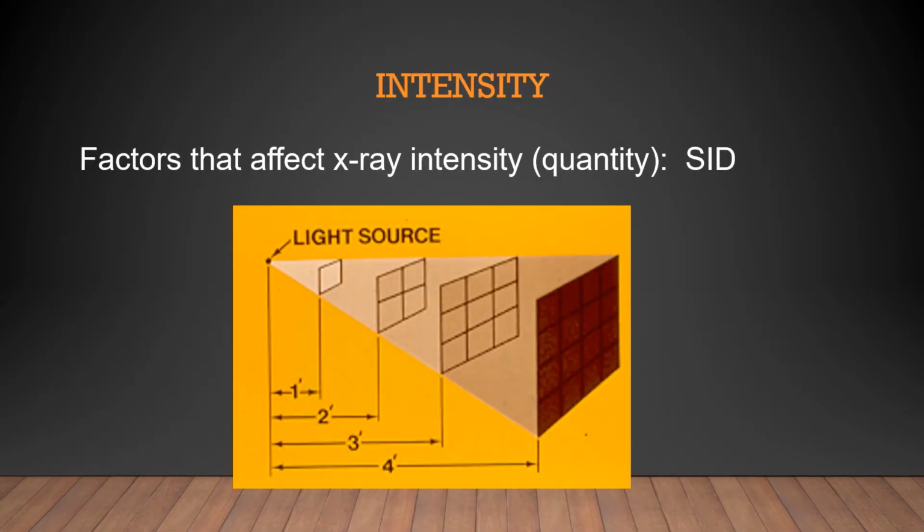Now let's take a look at x-ray intensity, or the quantity, as it is inversely proportional to the square of the distance from the source. This is called the inverse square law. Think of it this way. If I take a flashlight and I put it right up against the wall, and then I start to walk the flashlight away from the wall, the further I have that flashlight away from the wall, the intensity on the wall is not going to be as defined.